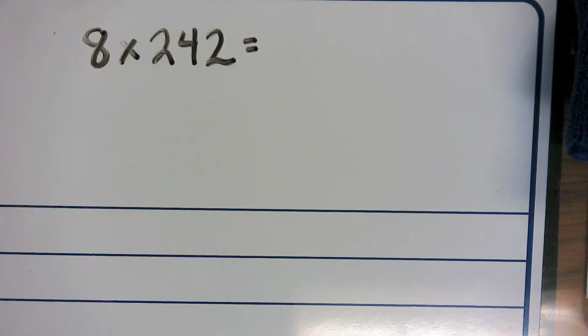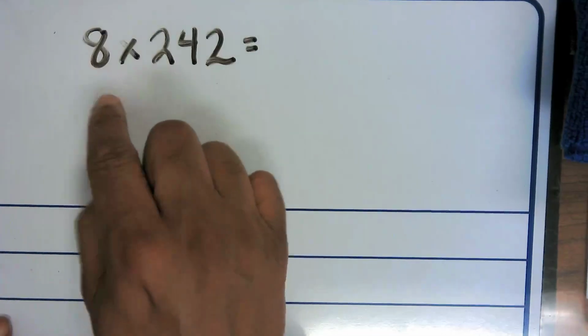You got to solve this. Now, hopefully you all are not panicking because there's a way that we can solve it. If you want to, you can use your 3rd grade skill and say, well, you know what? This is saying 8 times 242.